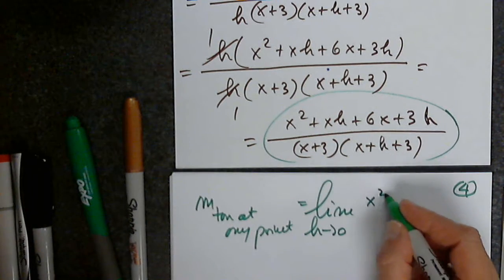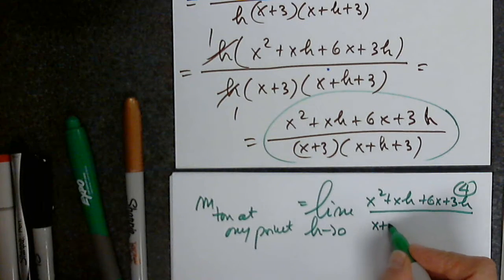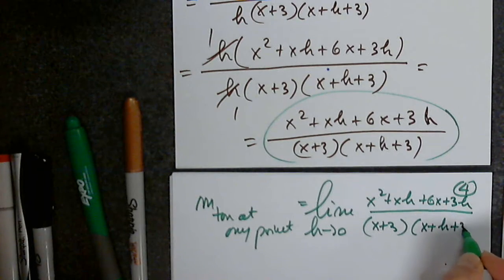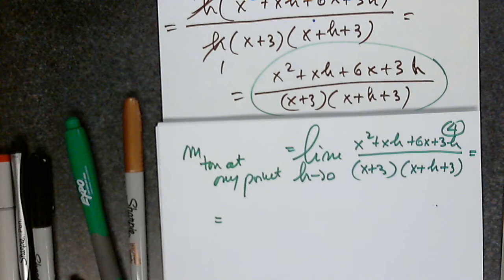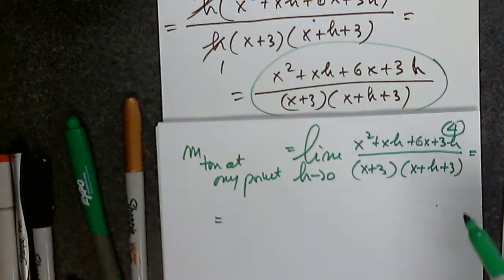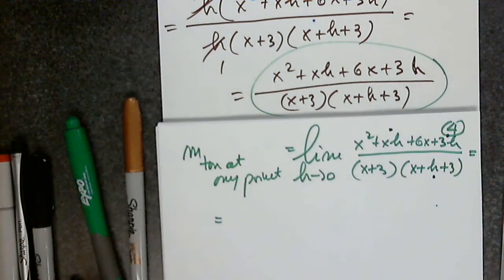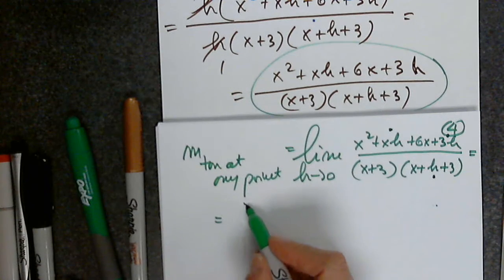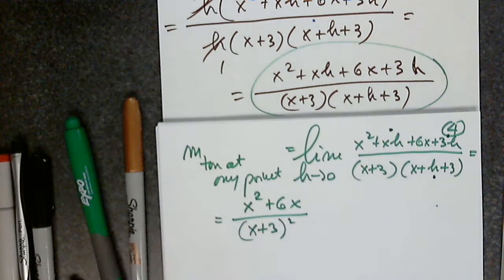Perfect. So this is x squared plus xh plus 6x plus 3h over x plus 3, x plus h plus 3. And now please tell me what to write. Okay, so you can cancel out the xh, this goes away, this goes away, and the h. And the final form will be x squared plus 6x over x plus 3 times x plus 3, that's it. That's exactly it.